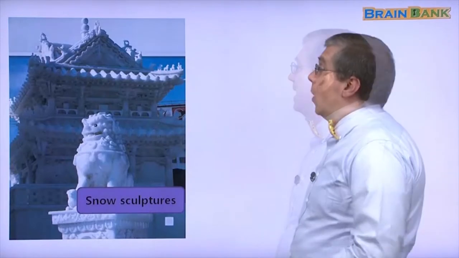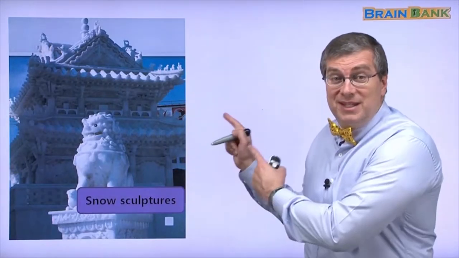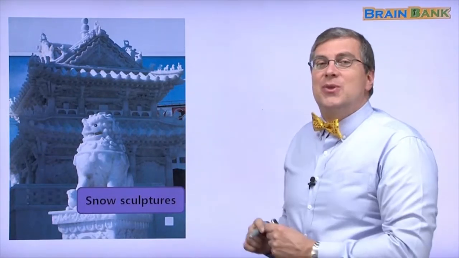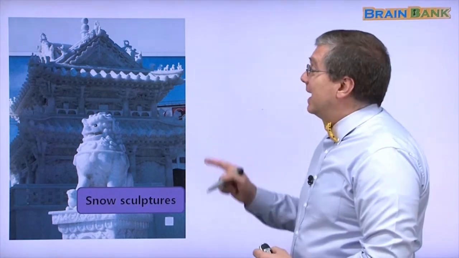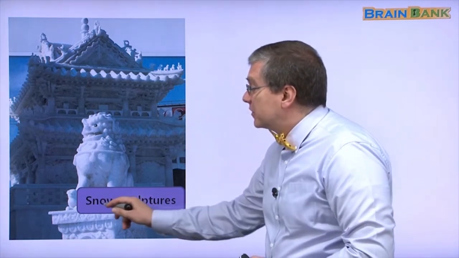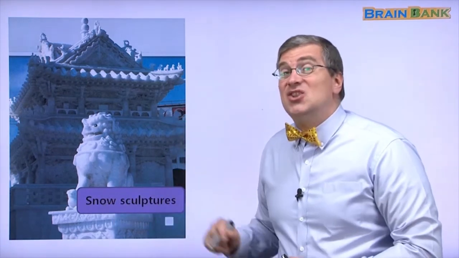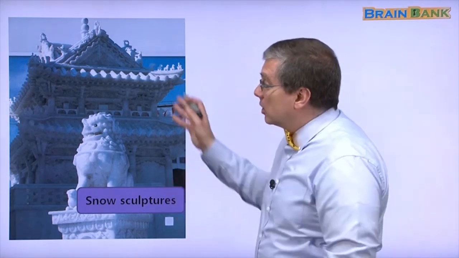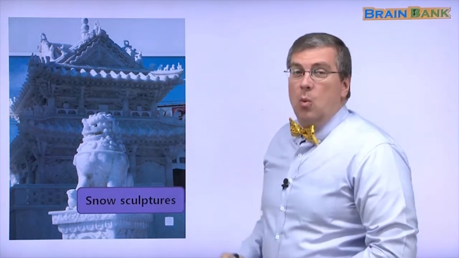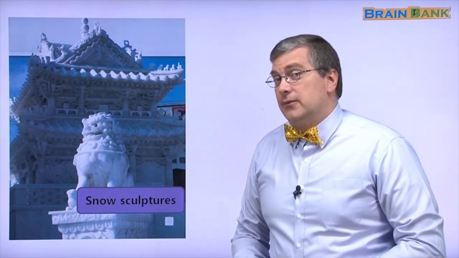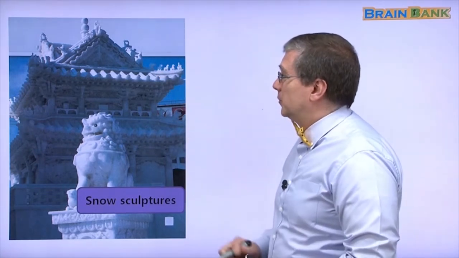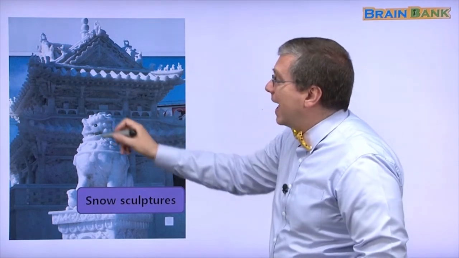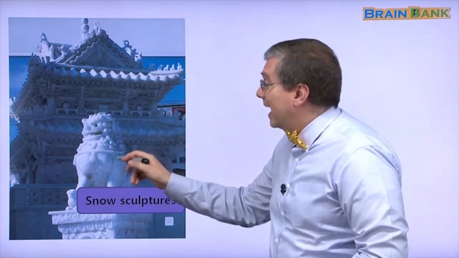Okay. Wow! Look at this sculpture. What do you think it's made of? It's made of snow. It is a snow sculpture. That's amazing. Look at the detail. What is the sculpture of? It's a sculpture of a pagoda and a lion in front of it.